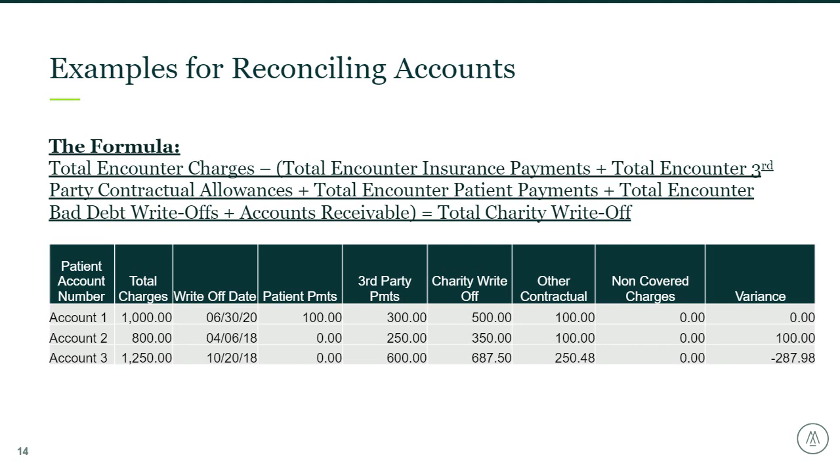Now here on this slide, we provided a formula which auditors use when trying to reconcile the detailed listings provided. I'm not going to go into too much detail as we've covered this in the past, but just one thing to point out here is that your charity amounts and bad debt write-off amounts should be identified by the year that they were written off. So the charity and bad debt amounts claimed on Worksheet S-10 should reflect only what was written off during the cost reporting period.